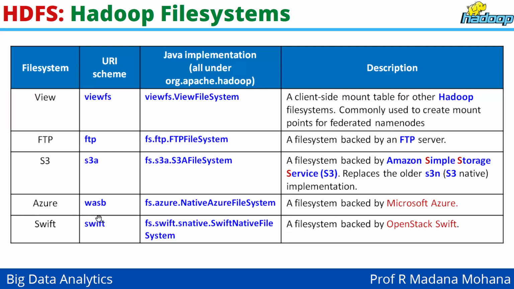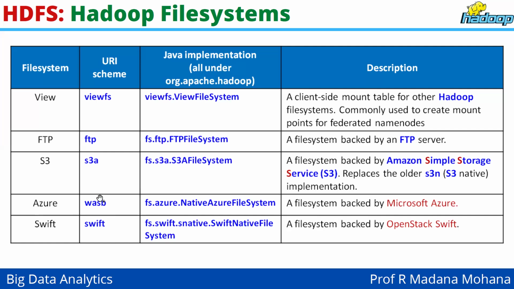The next file system is Azure. Its URI scheme is wasb. Its Java implementation path is org.apache.hadoop.fs.azure.NativeAzureFileSystem. It is a file system backed by Microsoft Azure.